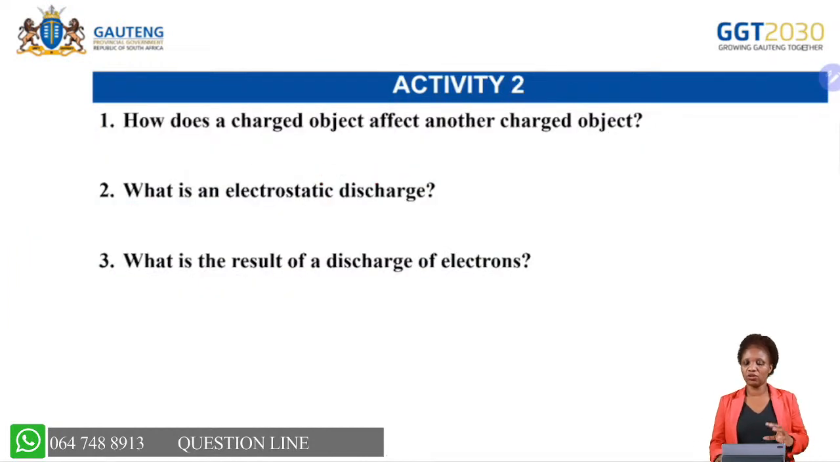All right, so we're going to write Activity 2 now, Grade 8. Let's check our questions. Question number 1 says, how does a charged object affect another charged object? Question number 2, what is an electrostatic discharge? Question number 3, what is the result of a discharge of electrons? I'll give you 3 minutes to answer the questions.